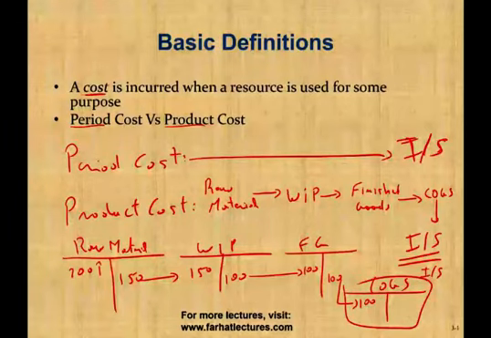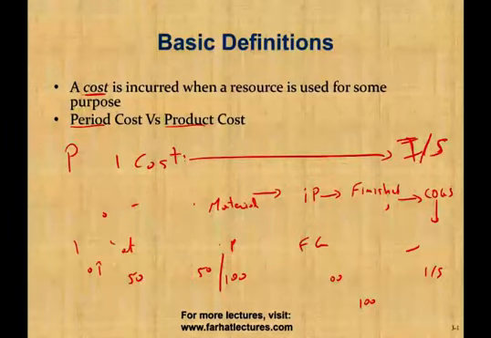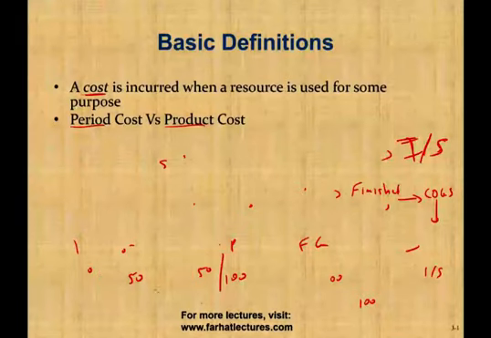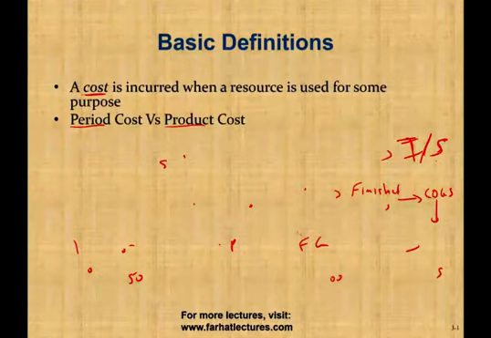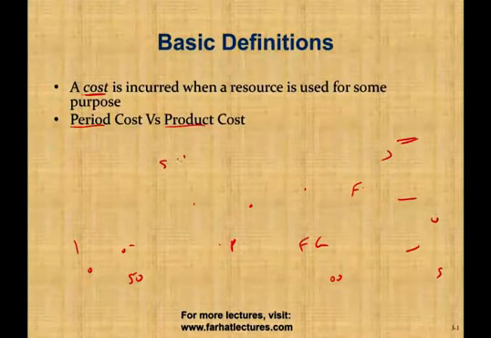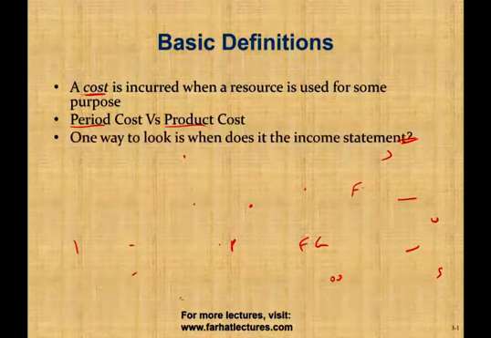So this is one way to look at period cost and product cost. It's when does it hit the income statement. The period cost hits the income statement immediately, and we're going to see a little bit more about period cost and product cost, but this is a general idea. So one way to look at it is when does it hit the income statement.